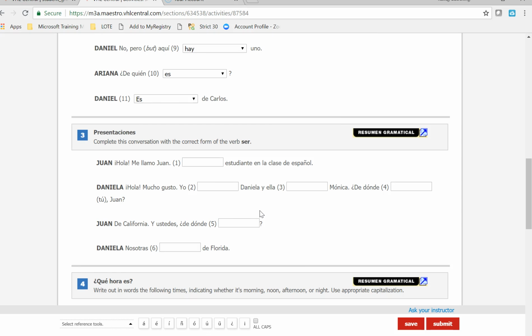Okay, complete this conversation with the correct form of the verb ser. Ser means to be. Juan dice, hola, me llamo Juan. Soy, he wants to say, I am a student in the Spanish class. Soy estudiante en la clase de español. I am a student in the Spanish class, in the class of Spanish.